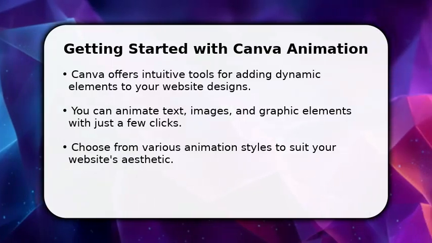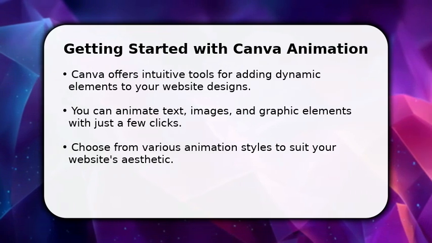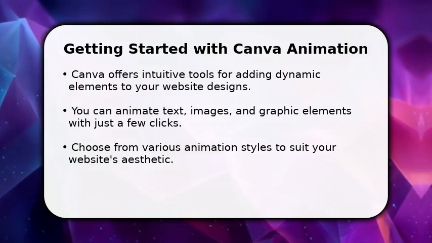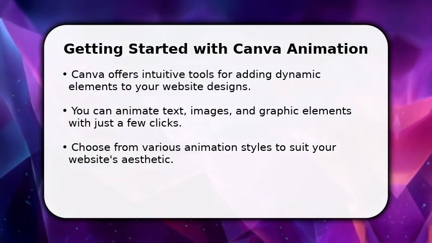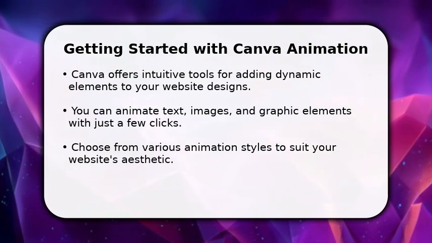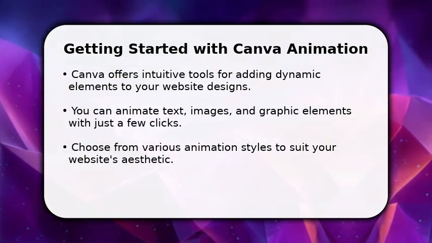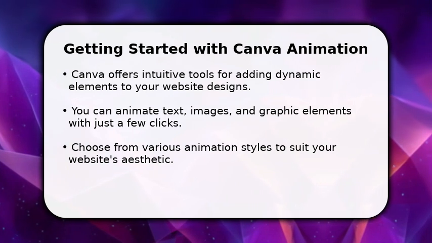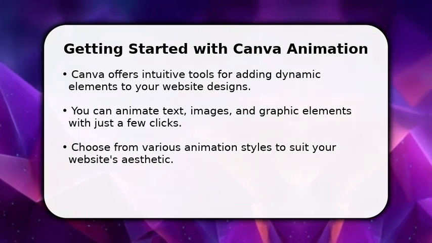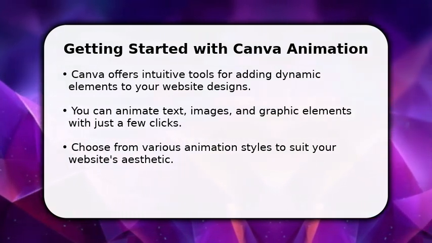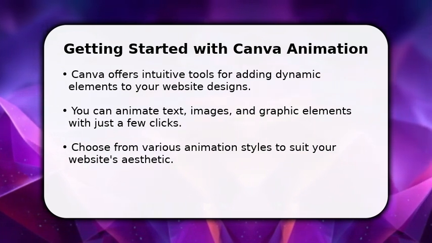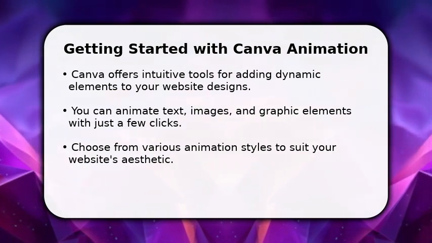In this video, I will explain how to make website animation in Canva. First, open your Canva design and select the element you wish to animate. Look for the Animate button in the toolbar at the top of your screen. Clicking this will reveal a panel of animation options. You can then preview different effects to see how they enhance your design.